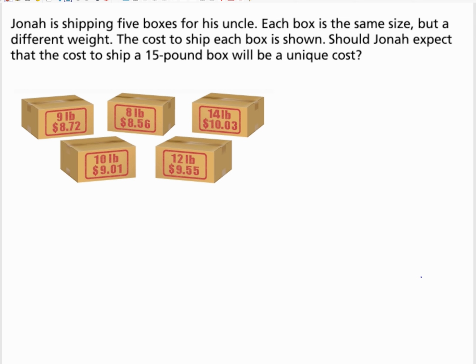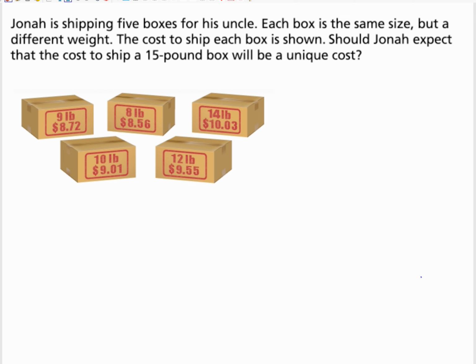So Jonah is shipping 5 boxes for his uncle. Each box is the same size but a different weight. The cost to ship each box is shown. Should Jonah expect that the cost to ship a 15-pound box will be a unique cost? What do you suppose that means, a unique cost? Maddox? Not the same as the other costs, right? That it would be a different number than the numbers that we already have for cost. That's a good way of saying it. So it's not the same cost.